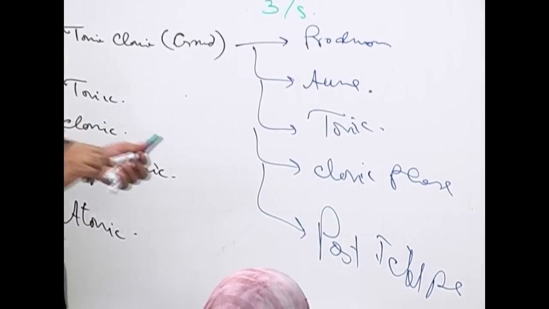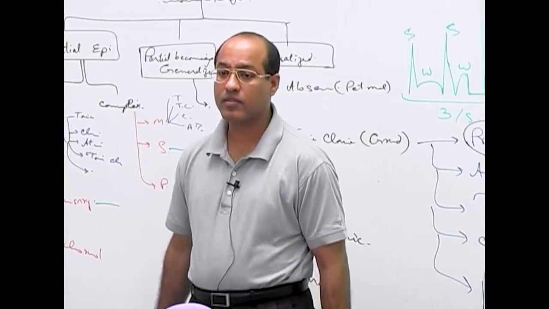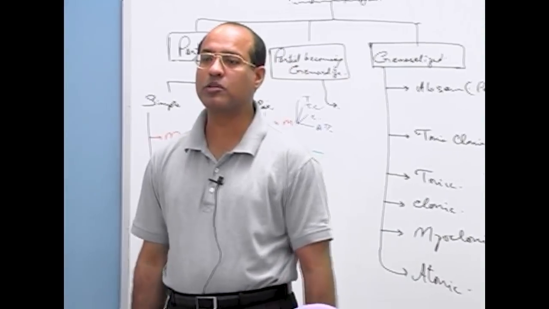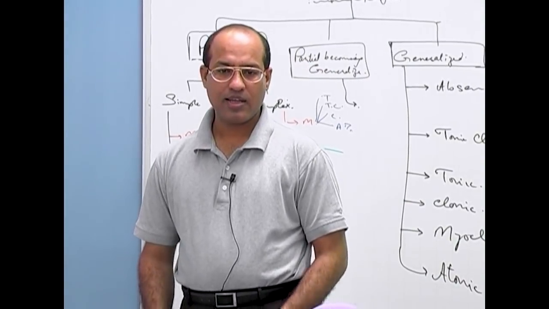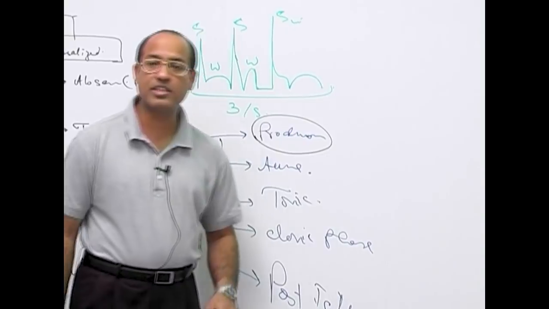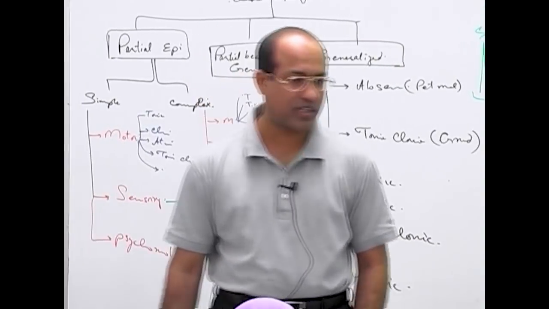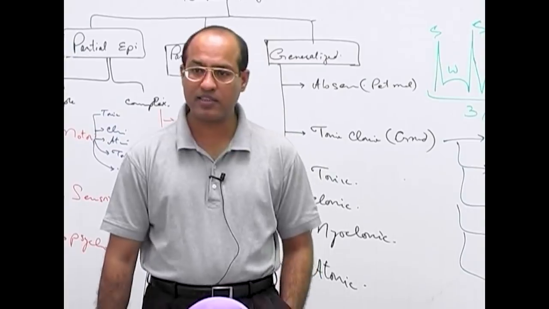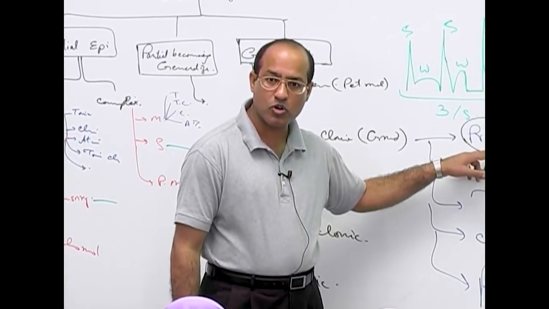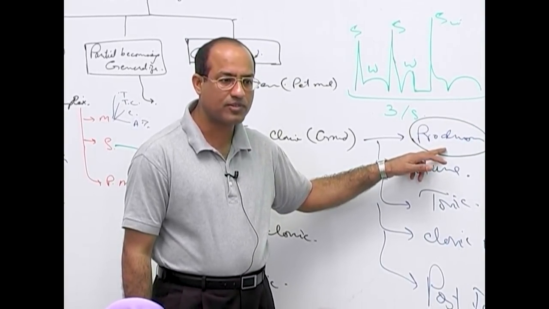Prodrome occurs before the seizure. It is not part of the seizure. During the prodrome, the patient develops some abnormality which other people can also observe, for example behavioral abnormality, mood abnormality, or some motor abnormality. So during the prodrome of a seizure, the patient may or may not be aware, but others are aware of it.